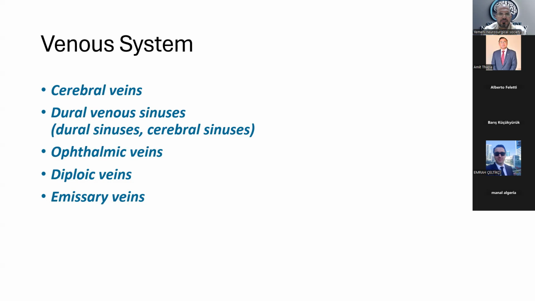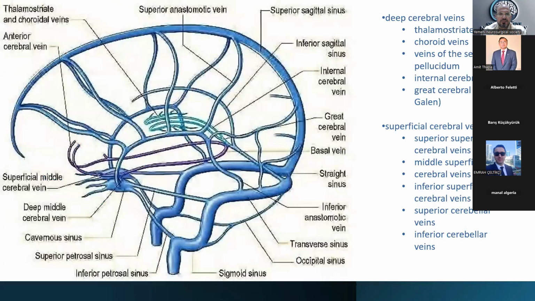Barış Küçükürük did a very great presentation showing the importance of the deep cerebral veins and the positioning of the foramen of Monro and the ventricles and everything else. So that was good. So we should talk about the deep cortical veins and the deep veins, superficial veins. So what are we talking about?